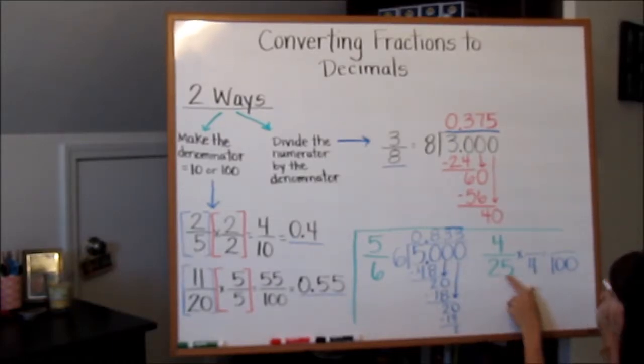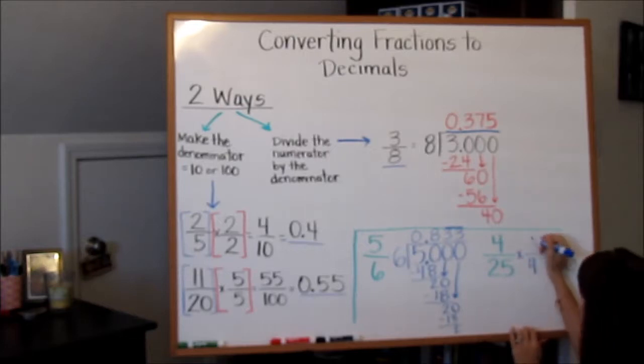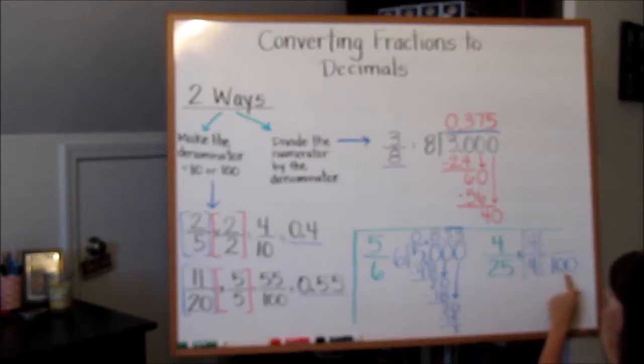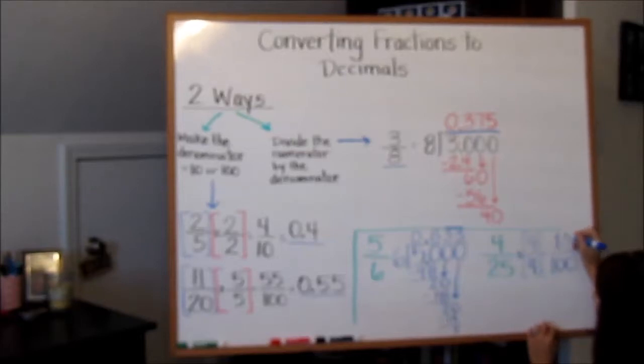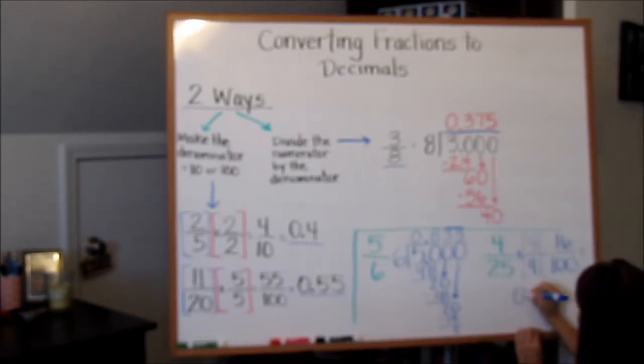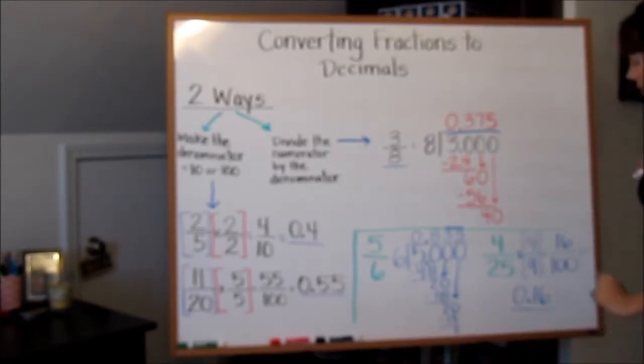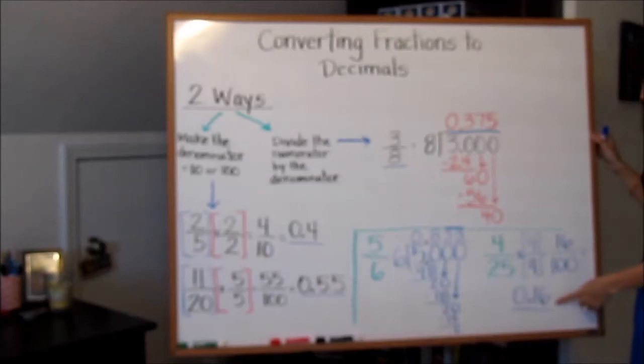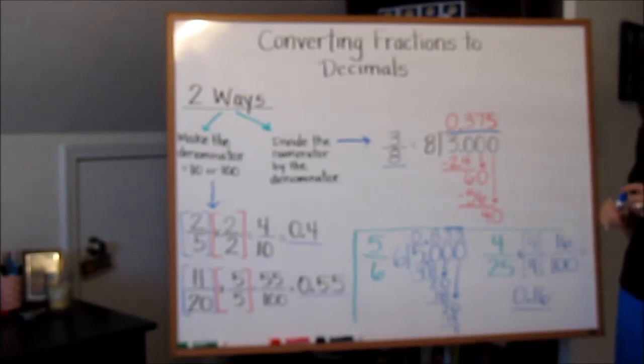Okay, so if I'm multiplying 25 times 4, I have to do the same thing on the top. Okay, because this has to be equivalent to 1 whole. So 4/4. So 25 times 4 is 100. 4 times 4 is 16. And if I read this out loud, I have 16 hundredths, which as a decimal looks like this. 16 hundredths. Okay, so my decimal that is equivalent to 4/25 is 16 hundredths, and it looks like that. And that's converting fractions to decimals.